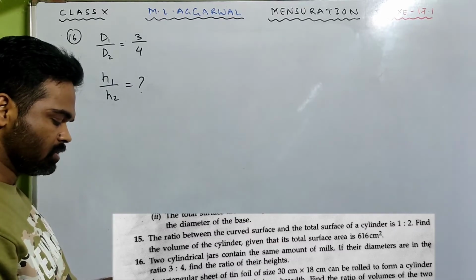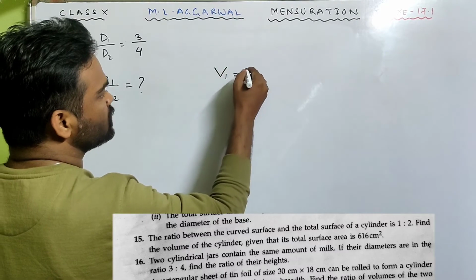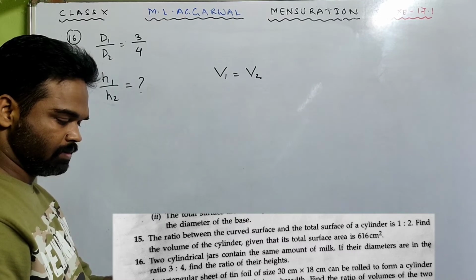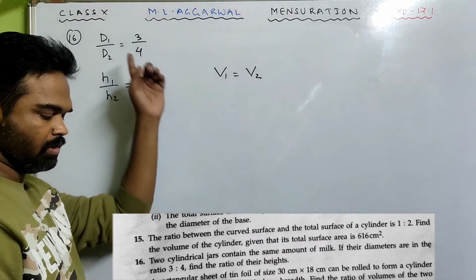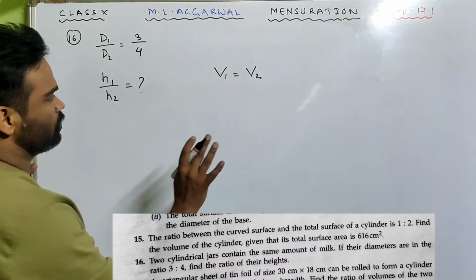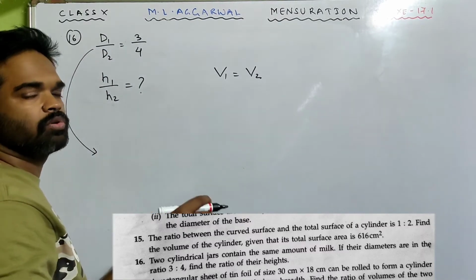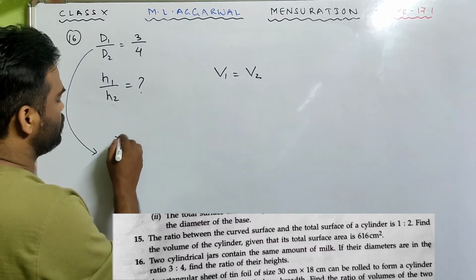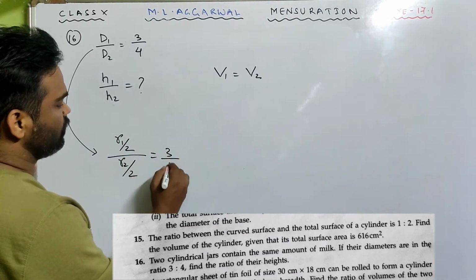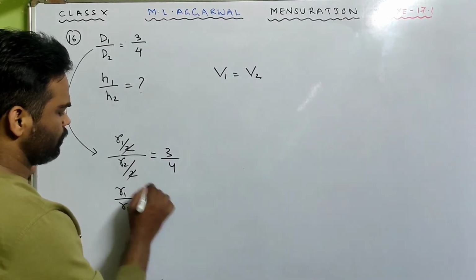Two cylindrical jars contain the same amount of milk, which means there are two jars and their volume is same. V1 and V2 is same. They have told in the sum, if the diameters are in the ratio 3:4, find the ratio of the height. Look over here carefully. The ratio of the diameter is given as 3:4. So, what will be the ratio of the radius? D1 will be R1 by 2. D2 will be R2 by 2 is 3 by 4. 2 cancels out. R1 by R2 will be same 3 by 4.